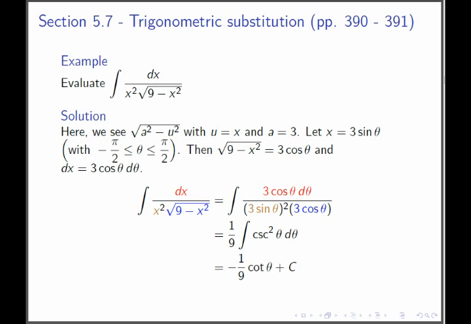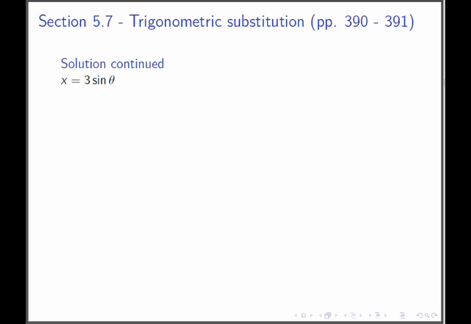Okay, so then how do we back substitute? How can I rewrite this in terms of x again? Well, I'm going to have to solve for cotangent theta somehow. And the way I recommend doing this is by using geometry. We know that x equals 3 sine theta, and so we can form this triangle here.